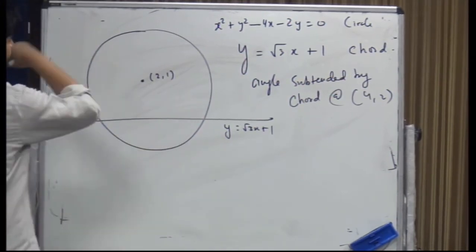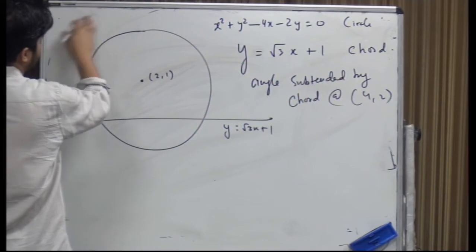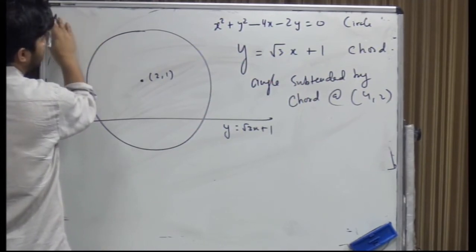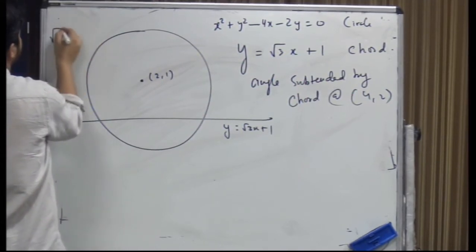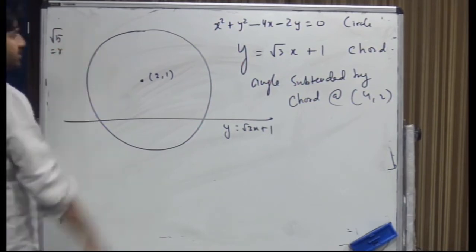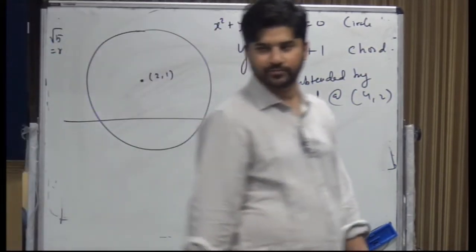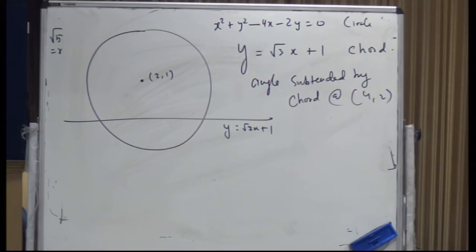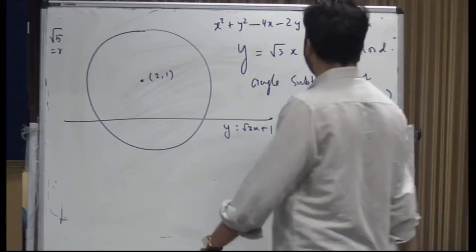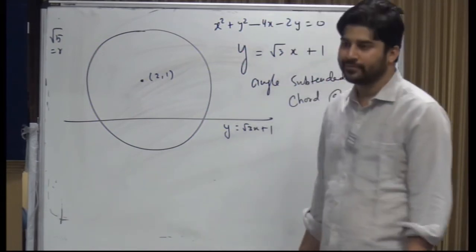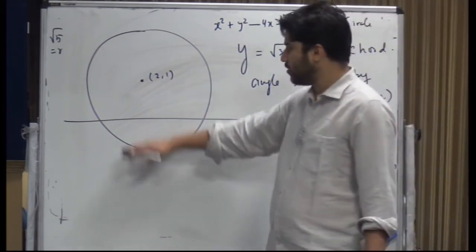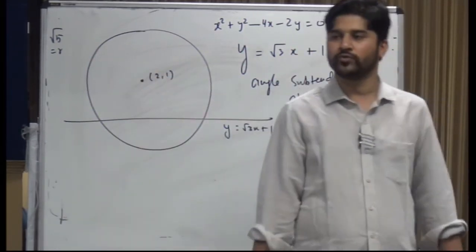Radius is going to be root of g square plus f square minus c, that is root 5. Radius is root 5. Right? Now before jumping to the answer, we must understand 4, 2 कहाँ है? Is it lying here or here? How are you going to find out?